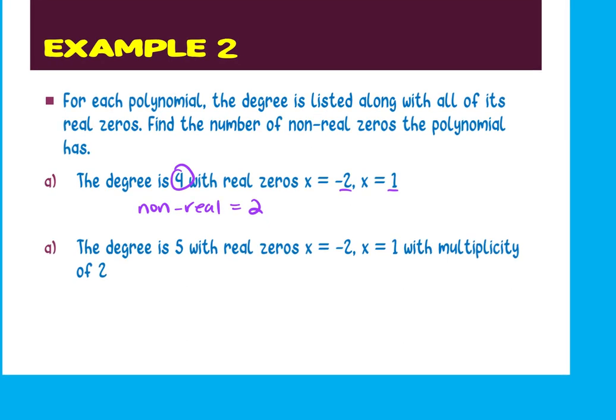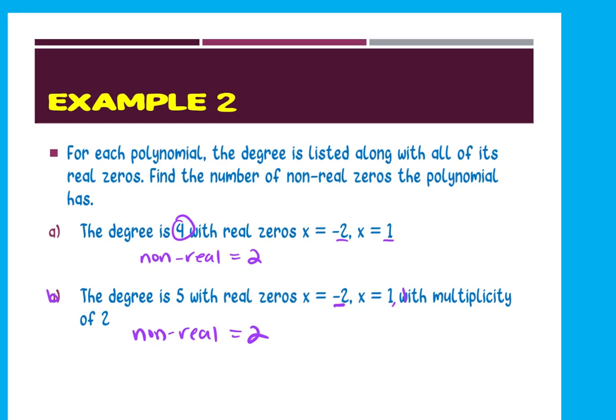Not B, that's A still. B, man, just one time I want to get through that typo. It says the degree is 5 with real zeros x equals -2 and x equals 1 with a multiplicity of 2, which means what? There are 3 real zeros there, -2, 1, and 1 again, which means there are how many imaginary or non-real? 2. Still good. Yes?